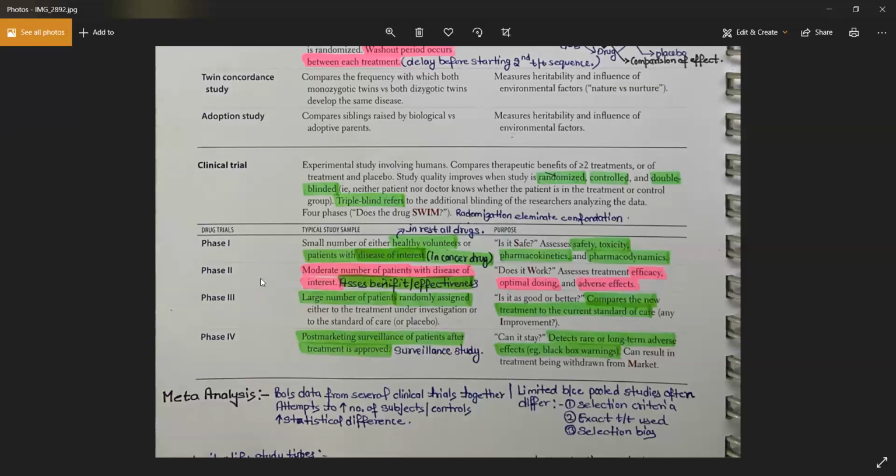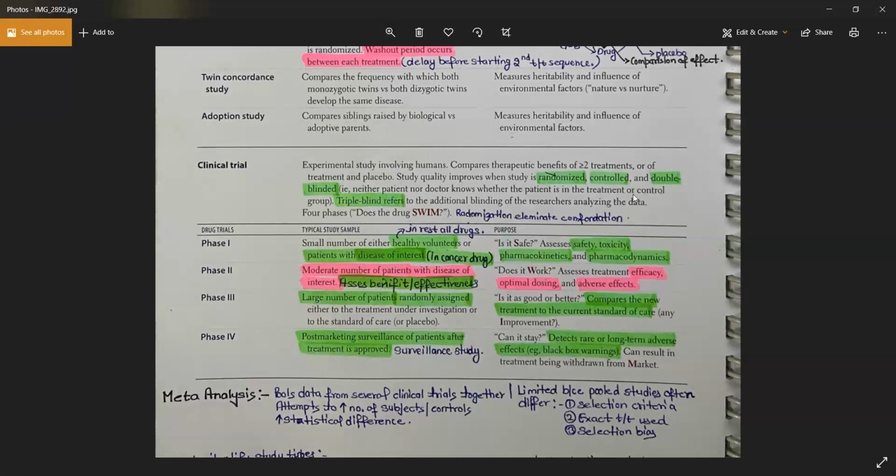phase 2. In phase 3, you will ask a question whether a drug has much more improvement than the previous good therapies or not. You will always use a large number of patients with two groups. One is the group which is receiving the treatment, and one is the group which is not receiving the treatment. Okay, and you will give them the placebo. And then comes the fourth phase, which is a post-marketing surveillance study that will detect the long-term side effects of a drug. Very important.